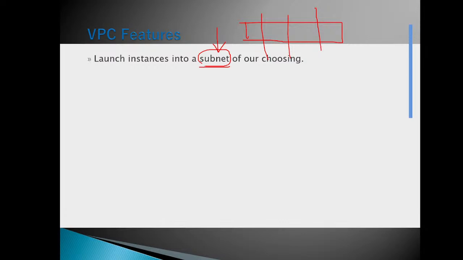But what is subnet? It's a part of my network which is segregated logically. So it's a part of my network where I'm dividing my network into small groups. It is called subnet. Clear?